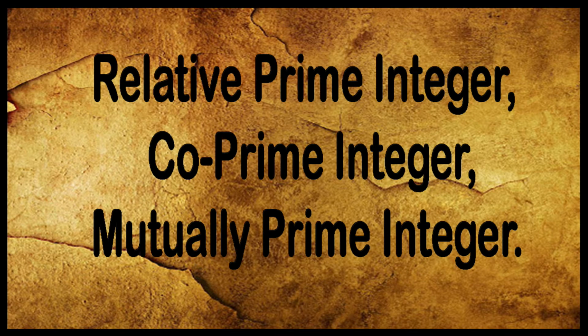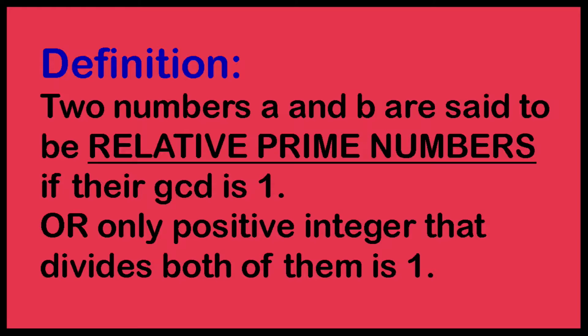Bismillahirrahmanirrahim. Today we will see the definition of relative prime numbers. First of all, we see the definition. Two numbers A and B are said to be relative prime numbers if their GCD is 1, or you can say that the only positive integer that divides both A and B is 1.